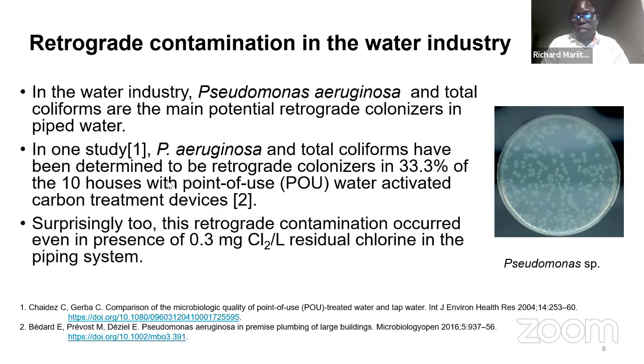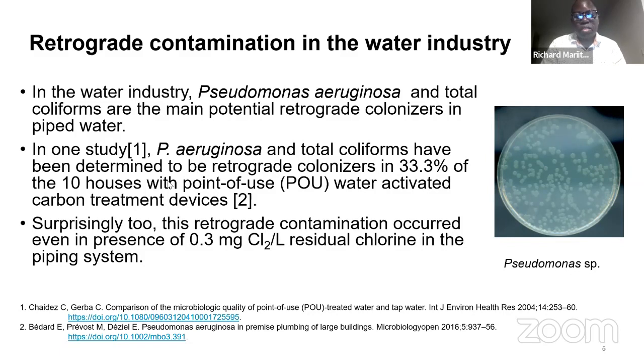And one of the most notorious organisms in the water industry is Pseudomonas aeruginosa and total coliforms. These two groups of organisms are able to grow very fast, and within a period of 24 hours, they make copious amounts of biofilms in the system.